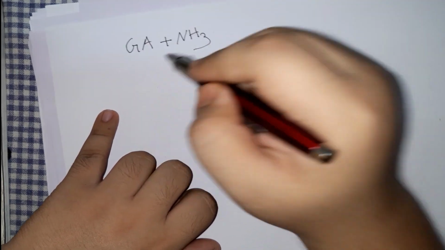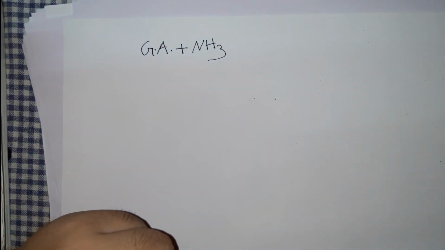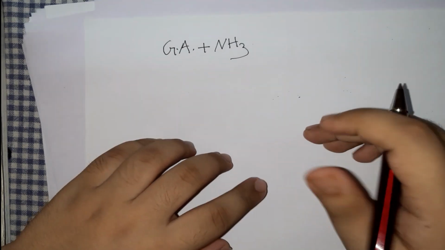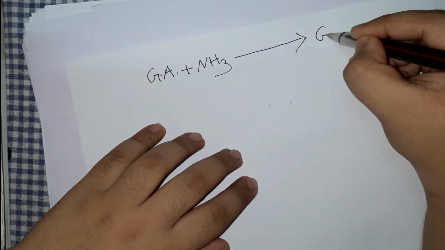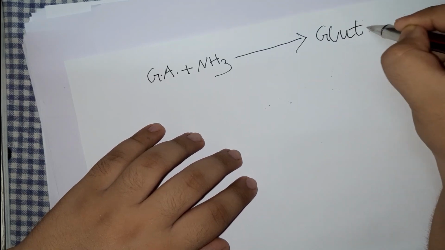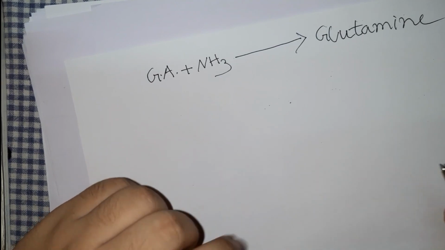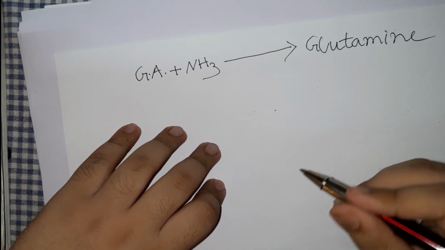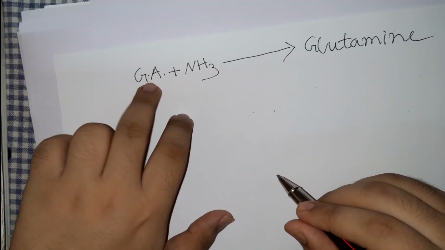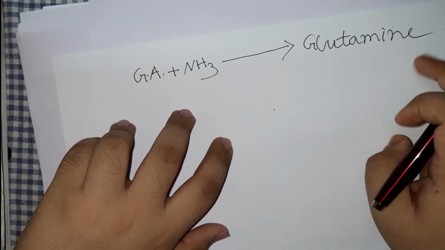All right. Glutamic acid is reacting with what? What did I say? Ammonia, yes. And what is formed is glutamine. Yes, glutamine is formed in this reaction. So glutamine is an amide. Glutamic acid means COOH and amide means CONH2.